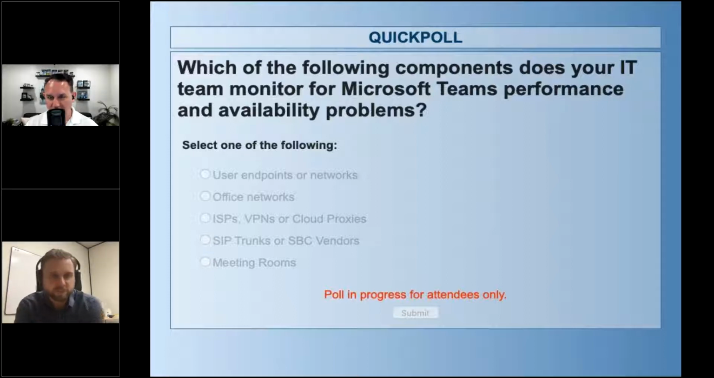Yeah, I think, based on the previous question, those who did say yes with direct routing, I suspect the SIP trunks or SBC vendors is a blind spot for a lot of organizations. But more broadly, I would also expect the user endpoints or networks to be a big blind spot. That's something that obviously has changed in the last 18 months or so. Pre-pandemic, we might have had thousands of employees working in a handful of offices. That quickly morphed into thousands of employees in thousands of unique offices, which created a lot of challenges for IT. So I'd be interested to see how many fall into that bucket.